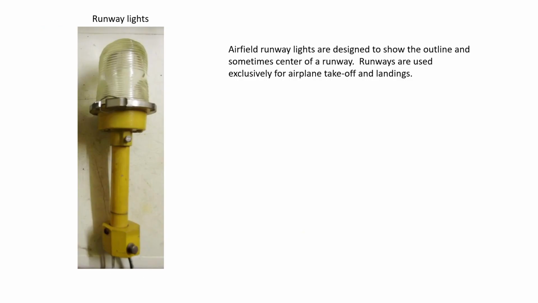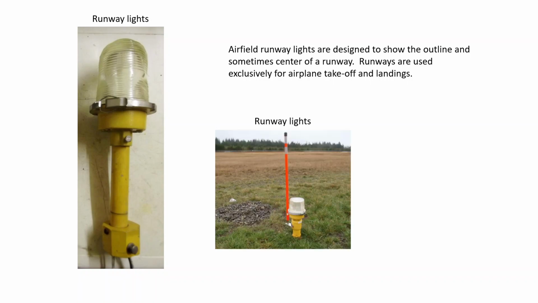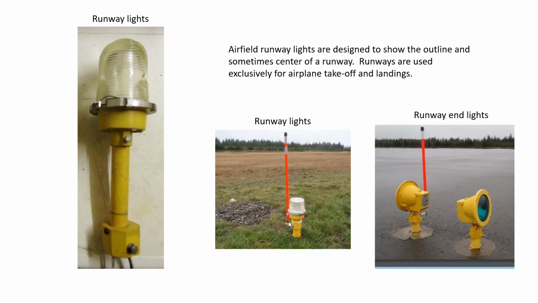Runway lights are probably the most common form of light on an airfield runway. Airfield runway lights are designed to show the outline and sometimes the center of a runway. Runways are used exclusively for airplane takeoff and landings. Here's another one with a fluorescent pole beside it to make it obvious for snow clearing and groundskeeping equipment. And then we have some lights at the end of the runway here. One of them is going to be green, the other's red, and that's to show the start and the end of a runway, depending if an aircraft was landing or if it was taking off.